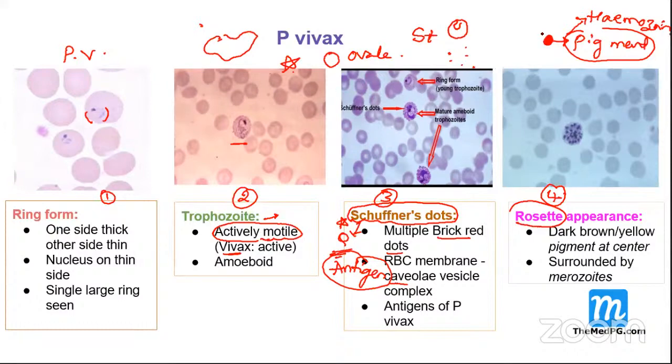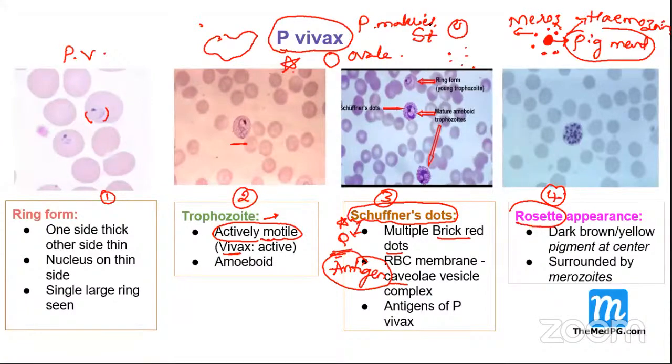So surrounding this pigment, there will be the products of division, that is called merozoites. The merozoites are peculiarly arranged in a fashion that we call the rosette appearance, right? And where do we see this rosette appearance? In Plasmodium vivax, and also in Plasmodium malariae. So these are the two important points you need to remember.